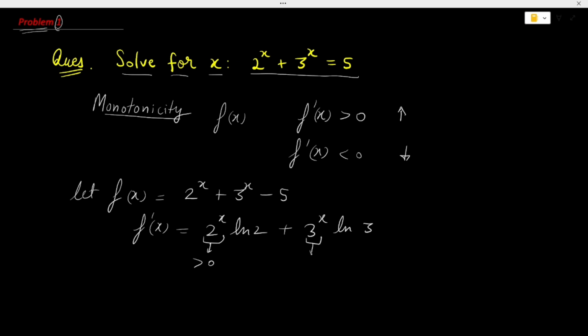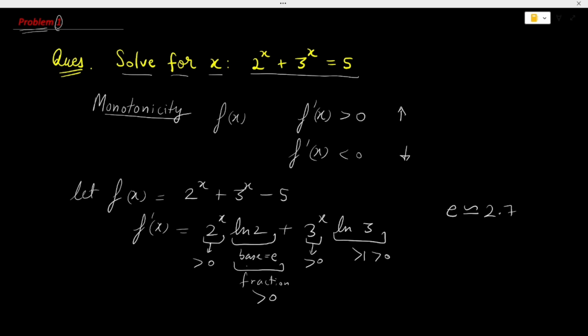3 to the power x is always greater than 0. ln of 2: as we know, the base is e. So for approximation, e is approximately equal to 2.7. So I can say it is greater than 2, but it will be a fraction, which is obviously positive. And here we have greater than 1, which is obviously greater than 0.